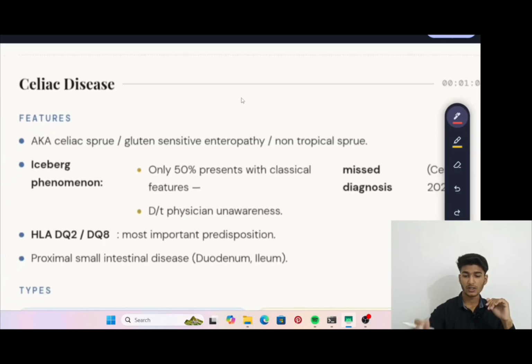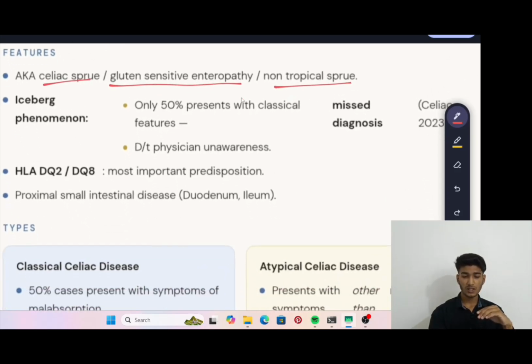It is an autoimmune response to undigested gluten, which dysfunctions the small intestinal mucosa in a genetically susceptible individual. It is called celiac disease. In celiac disease, the gluten is mostly kept undigested and it triggers an immune response causing dysfunction of the small intestinal mucosal layer. It is also known as celiac sprue, gluten sensitive enteropathy, non-tropical sprue.